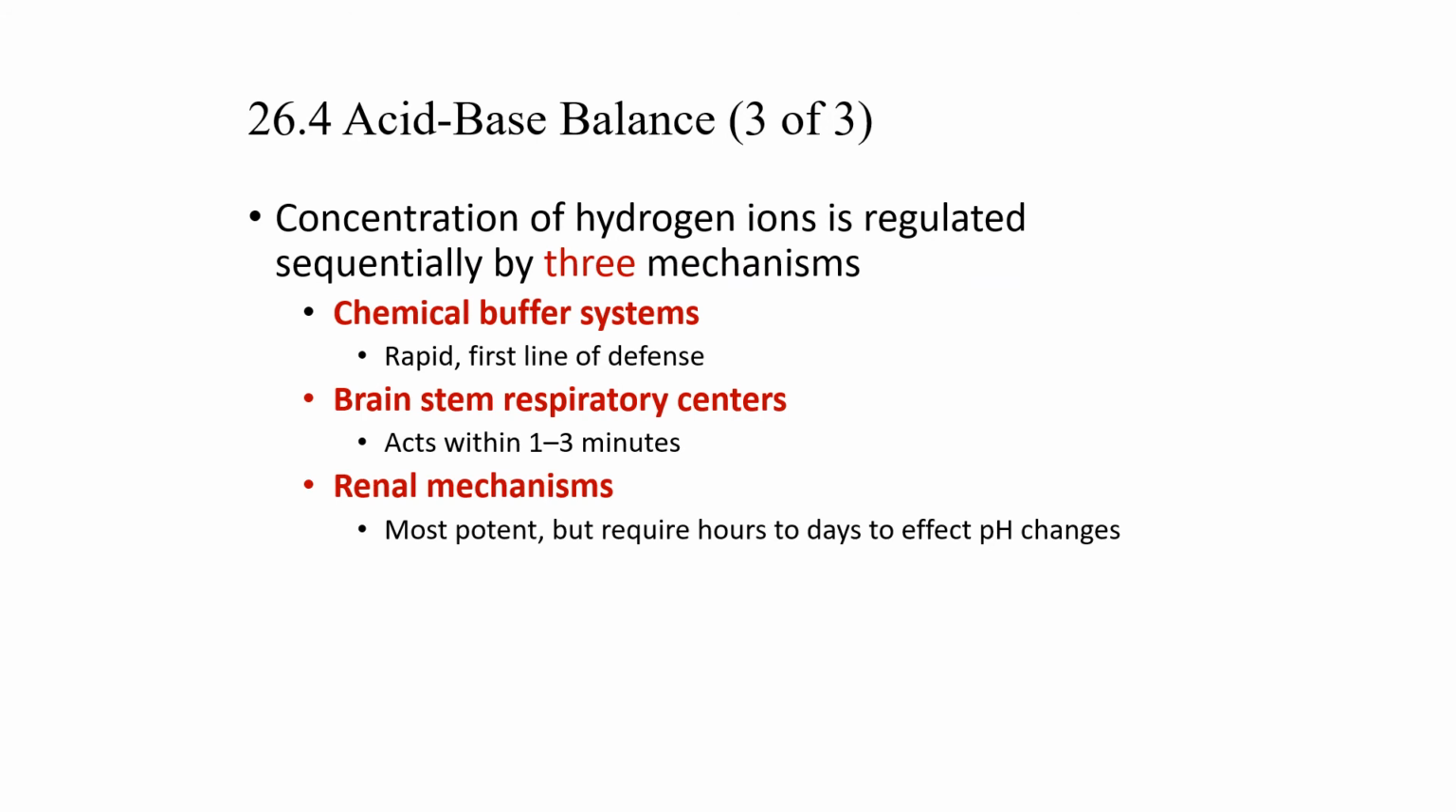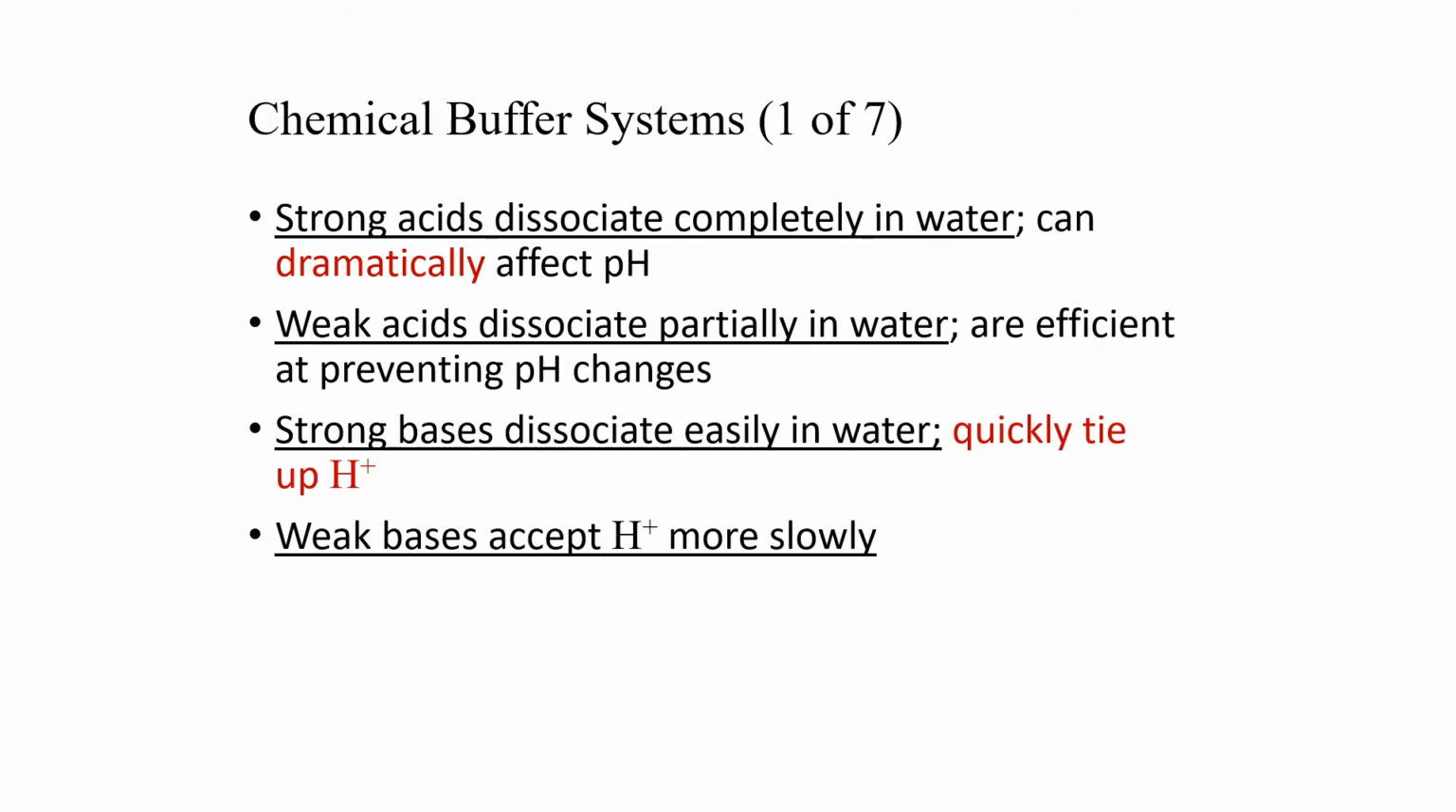So what we see is a concentration of hydrogen ions regulated by 3 mechanisms. The chemical buffer system, which is rapid and it's the first thing that happens. The brainstem respiratory systems kick in about 3 minutes, and then the renal mechanisms, which are the most potent, but they take hours to days to affect pH changes.